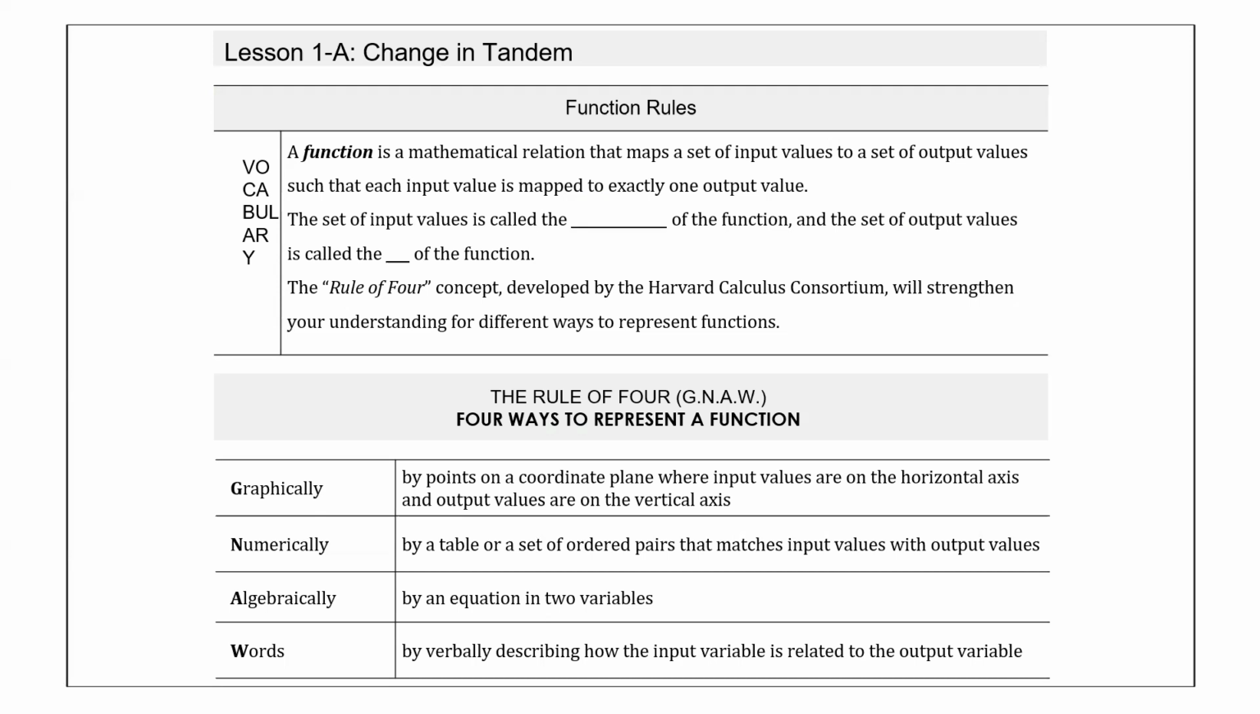All right. So we're going to first start off with function rules. Who would like to read that first sentence for us? Hit it. A function is a mathematical relation that maps a set of input values to a set of output values, such that each input value is mapped to exactly one output value. Perfect. So when we're referring to that, the main thing here is what makes a relation a function? X's cannot repeat. So don't go back to the past. No repeating X's, okay?